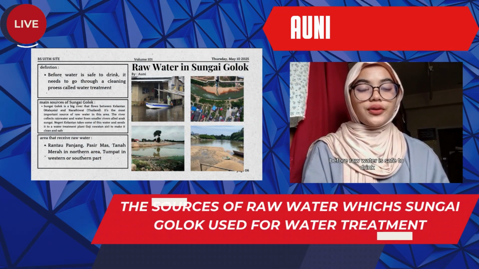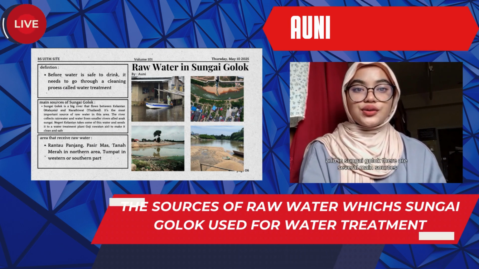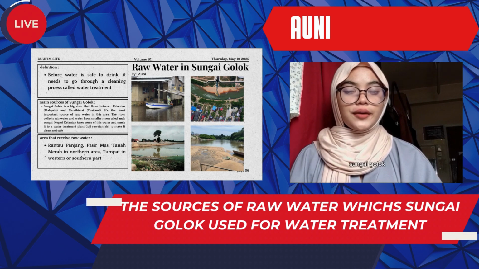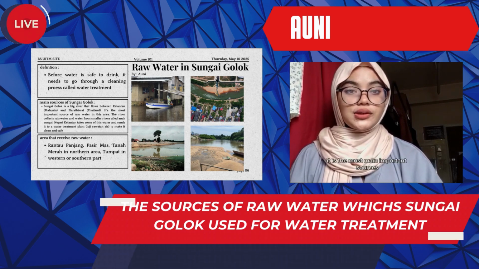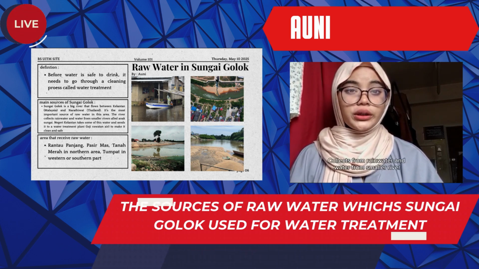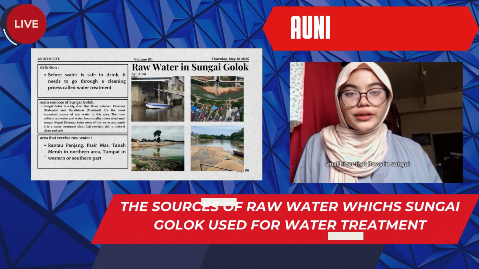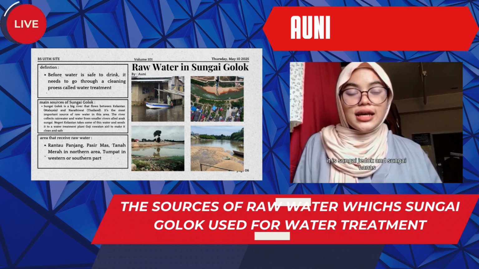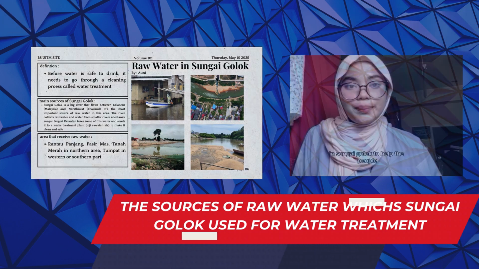Before raw water is safe to drink, it needs to go through a cleaning process called water treatment, and in Sungai Golok there are several main sources. Sungai Golok is a big river that flows between Kelantan and Narathiwat. It's the most important source of raw water in this area. The river collects rainwater and water from smaller rivers called anak sungai, which are Sungai Jedok and Sungai Lanas. They help to increase the raw water in Sungai Golok to help the people.